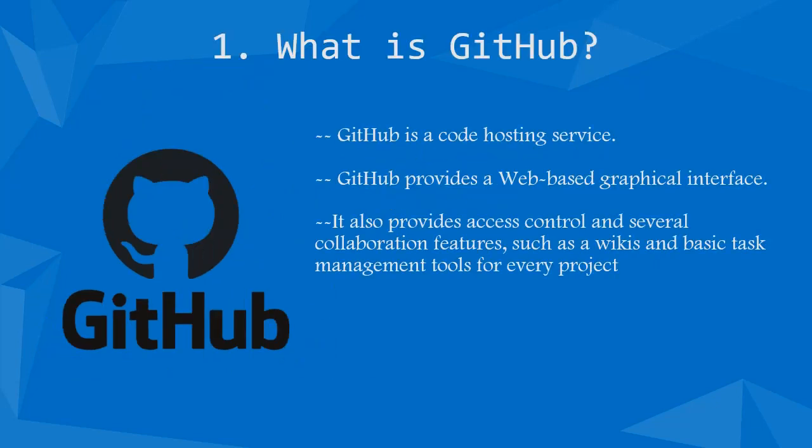First, we will discuss what is GitHub. GitHub is a code hosting service. GitHub provides a web-based graphical interface, and it also provides access control and several collaboration features such as wikis and basic task management tools for every project. Basically, GitHub is a code hosting platform for version control and collaboration. It lets you and other workers work together on the same project, or you can alone create a single project.